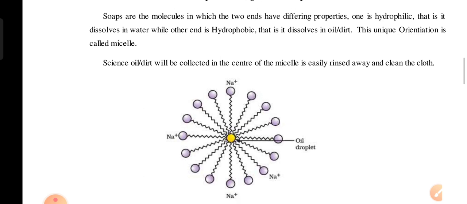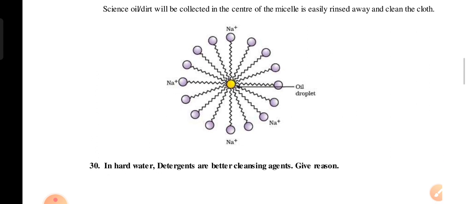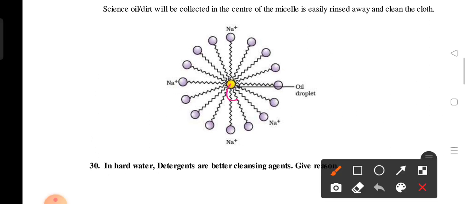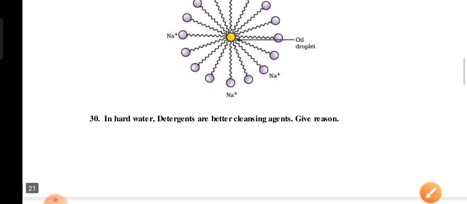It is easily rinsed away from the cloth. For example, here oil is there. This is the positive end and the negative end is connected to oil. Whenever we rinse the cloth, these micelles will come outside.